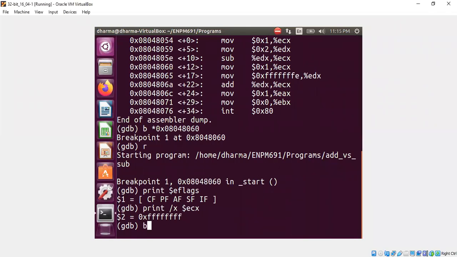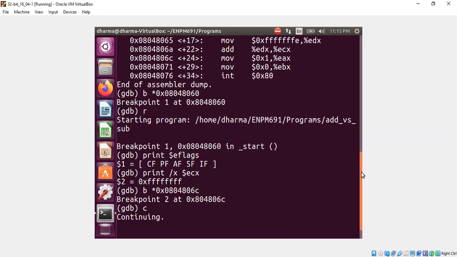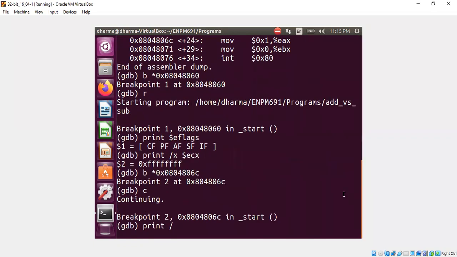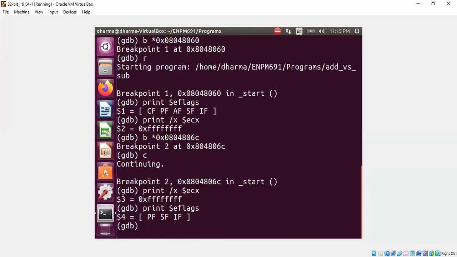So I'm going to put a breakpoint after the add instruction is done, and I'm going to print the value that is stored in ECX to just show you that it is still -1. Yeah, it's still -1. But I'm interested in flags more specifically. Look at the flags that are enabled. In this case, the important thing is that the carry flag is not enabled.